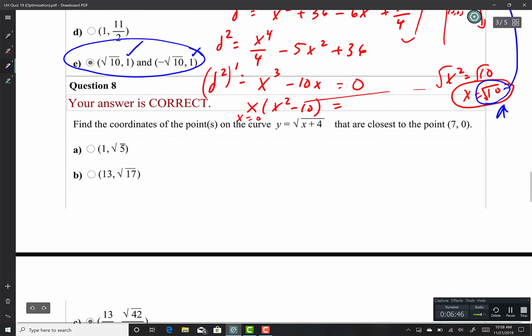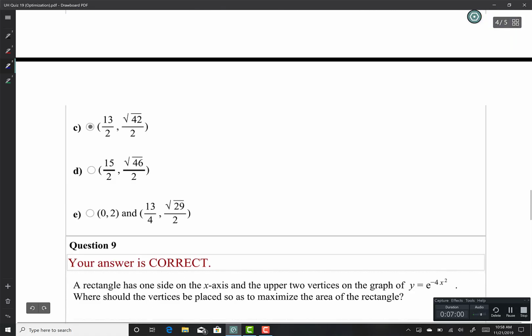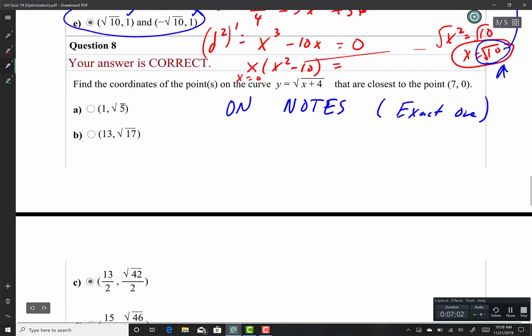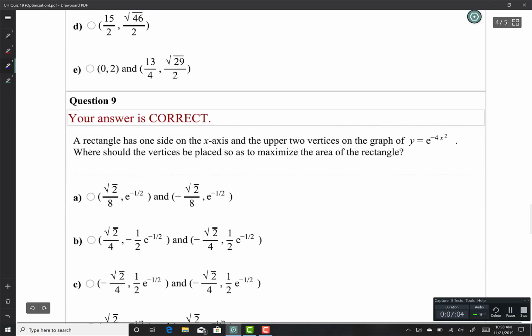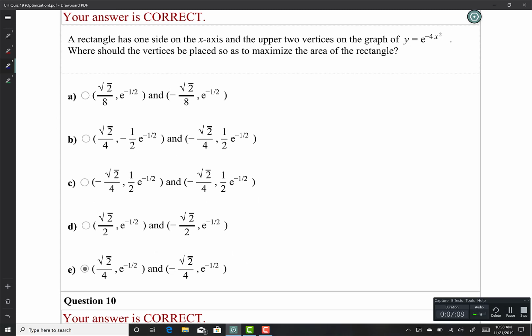All right, this one here is actually in your notes. It's the exact same one on notes. So go to your notes, guys. Or just click on the YouTube video that we did a few days ago. It's uploaded. Here we go. Rectangle has one side on the x-axis, and the other two vertices are on the curve e to the negative 4x squared.